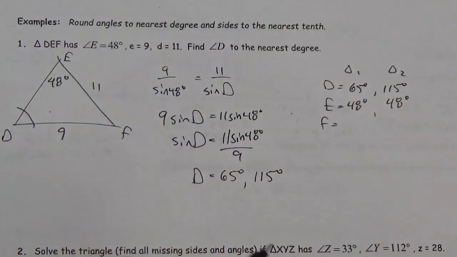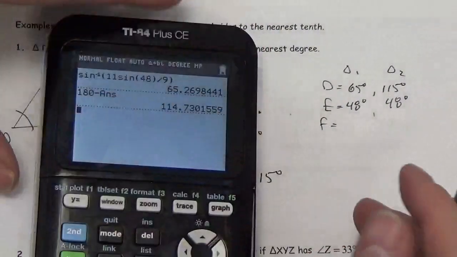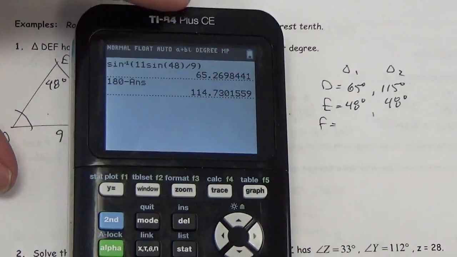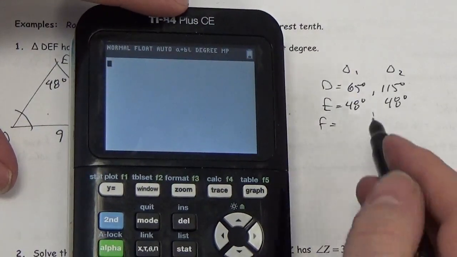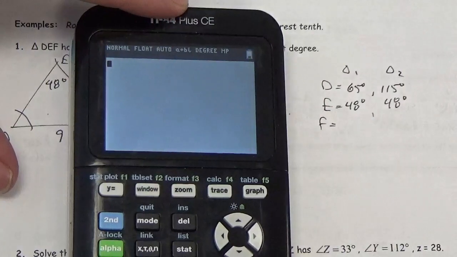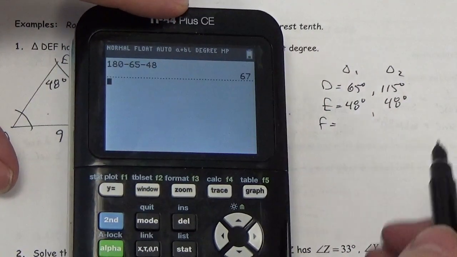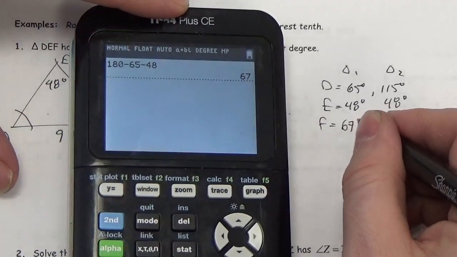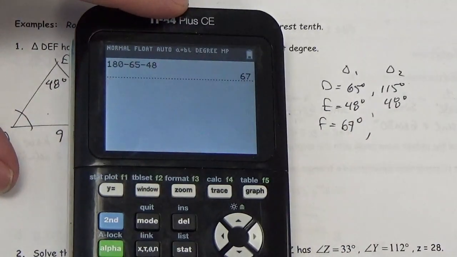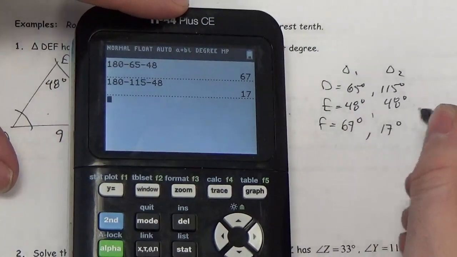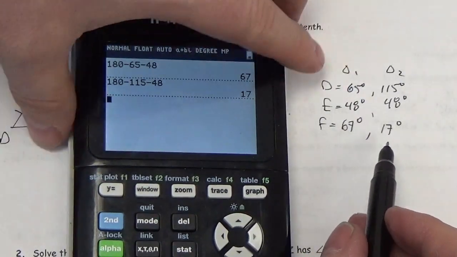Now, I want to figure out what F is, and it's actually angle F that tells me if this worked or not. So what would angle F be in this first case here? Well, I would go 180 minus 65 minus 48, and I get 67 degrees. Okay, well that works, that's fine. Now in the second triangle, 180 minus 115 minus 48, ooh, that's small, but that still works.